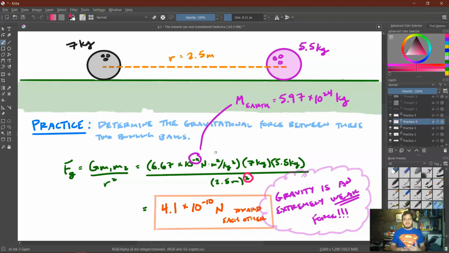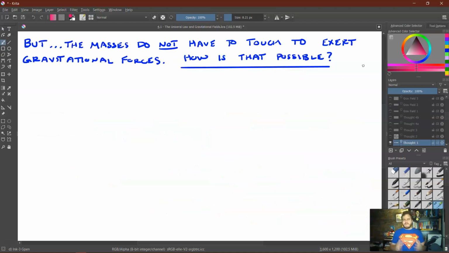Typically speaking, we're going to be dealing with planets, moons, asteroids, the sun. Those are going to be the type of masses that we will look at, astronomical masses, in which case the gravitational force is pretty easy to see. But this leads to a question that we've kind of ignored, which is that the masses don't have to touch each other to exert gravitational forces. It's not a contact force.